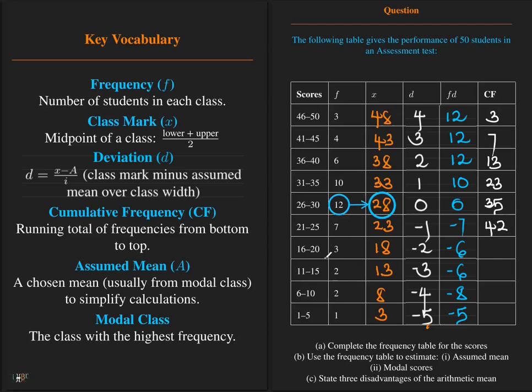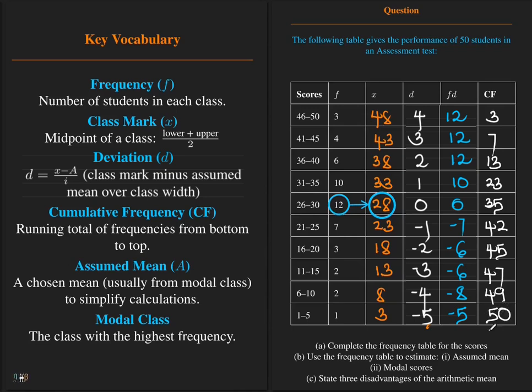We have 42 plus 3, which gives us a 45. We have 45 plus 2, which would also give us a 47. 47 plus 2 gives us a 49. And then finally, 49 plus 1 gives us a 50.